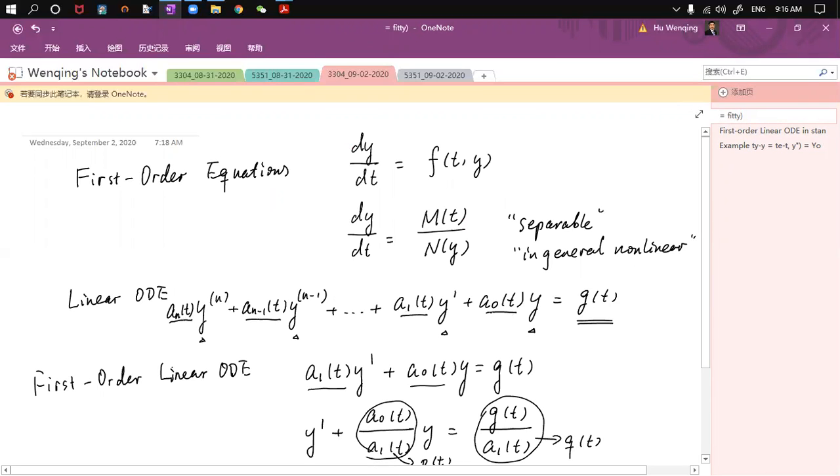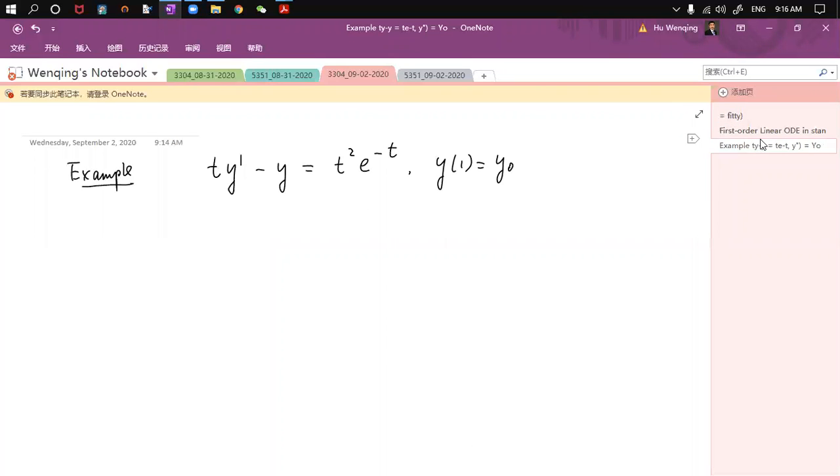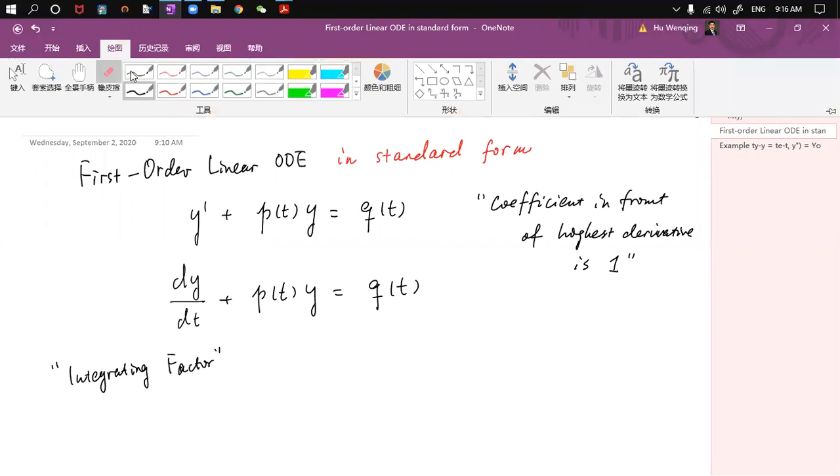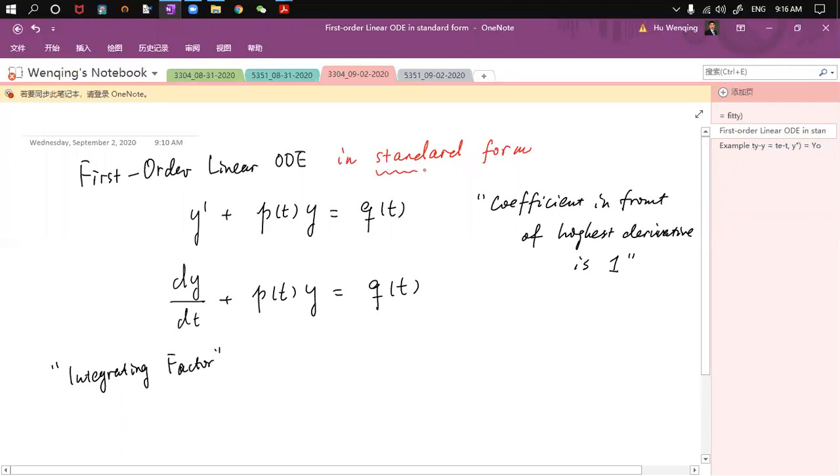The coefficients must be linear, right? So therefore, you can see this is a linear non-homogeneous equation. How do you solve it? Well, the first step is always to turn your equation into standard form. You cannot ignore that step. This is a very important step that you must turn your equation into a standard form.